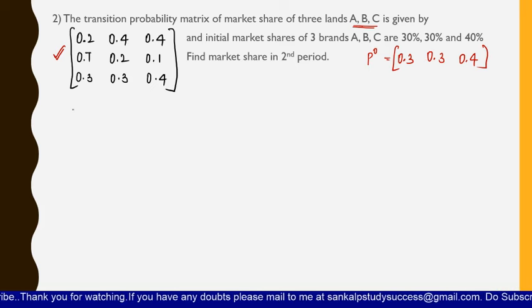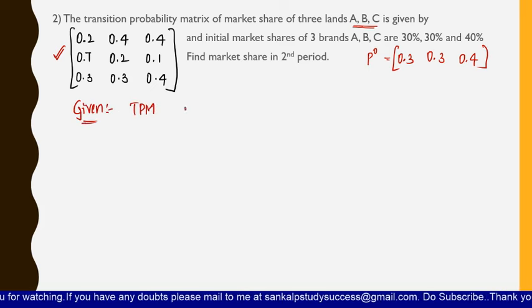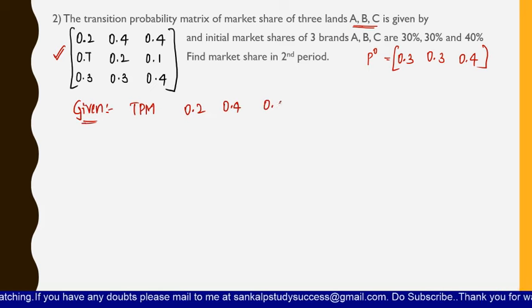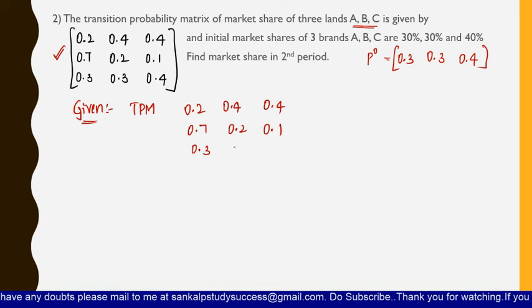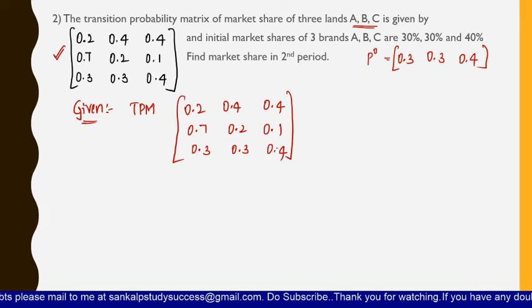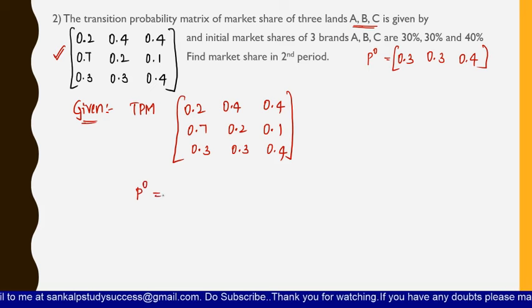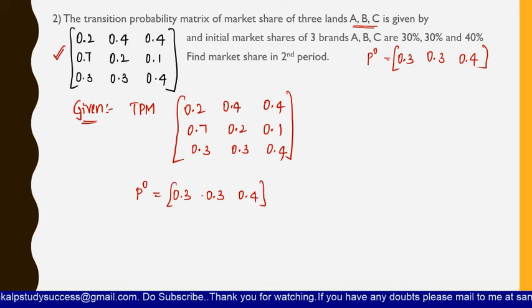So here let us write the given data, where we are given the transition probability matrix, which is 0.2, 0.4, 0.4, 0.7, 0.2, 0.1, and again 0.3, 0.3 and 0.4. This is the transition probability matrix which is already given in the question. Now P to the power of 0, which is nothing but the initial probability matrix, is 0.3, 0.3 and 0.4. Here we are converting the percentages into decimals, because in the question we are given 30%, 30% and 40%. Now we need to find the market share in the second period.